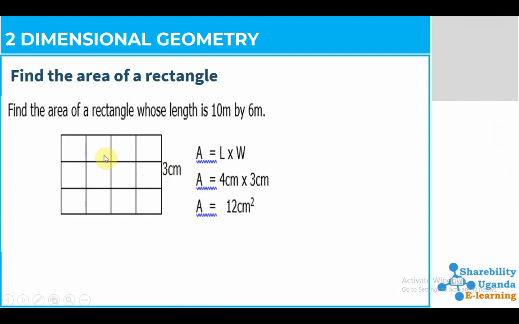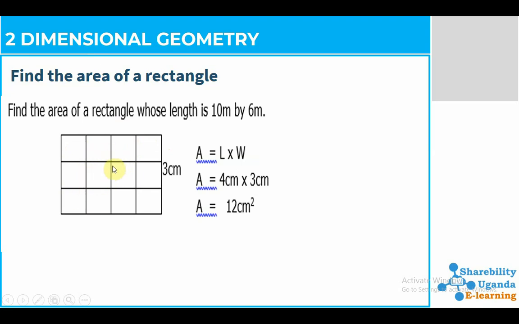Okay, now here you can see that we have been given our figure, but this figure is not a square, but it is our rectangle. Inside it there are some squares, but here they are saying find the area of the rectangle whose length is 10 meters by 6 meters. Okay, so this means we shall be able to solve this.